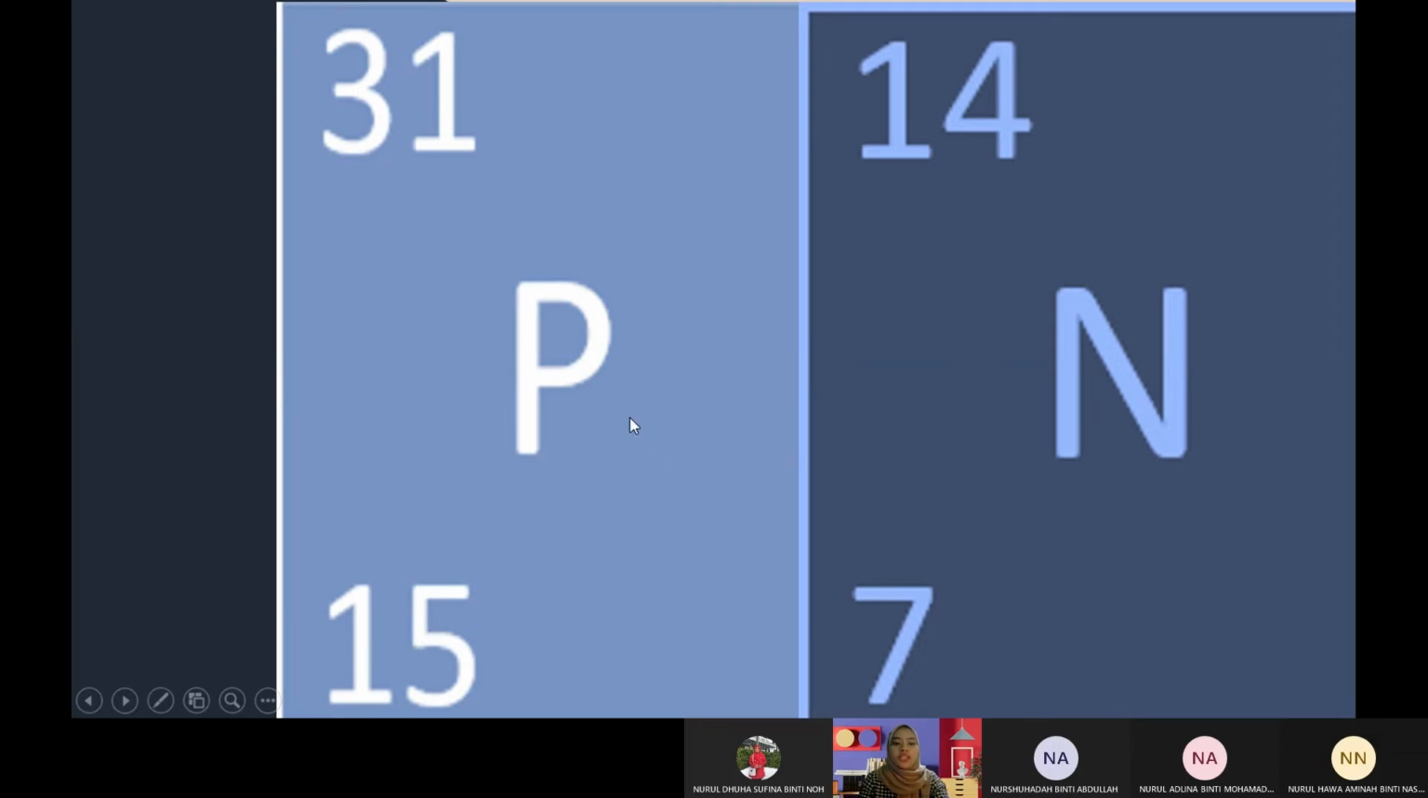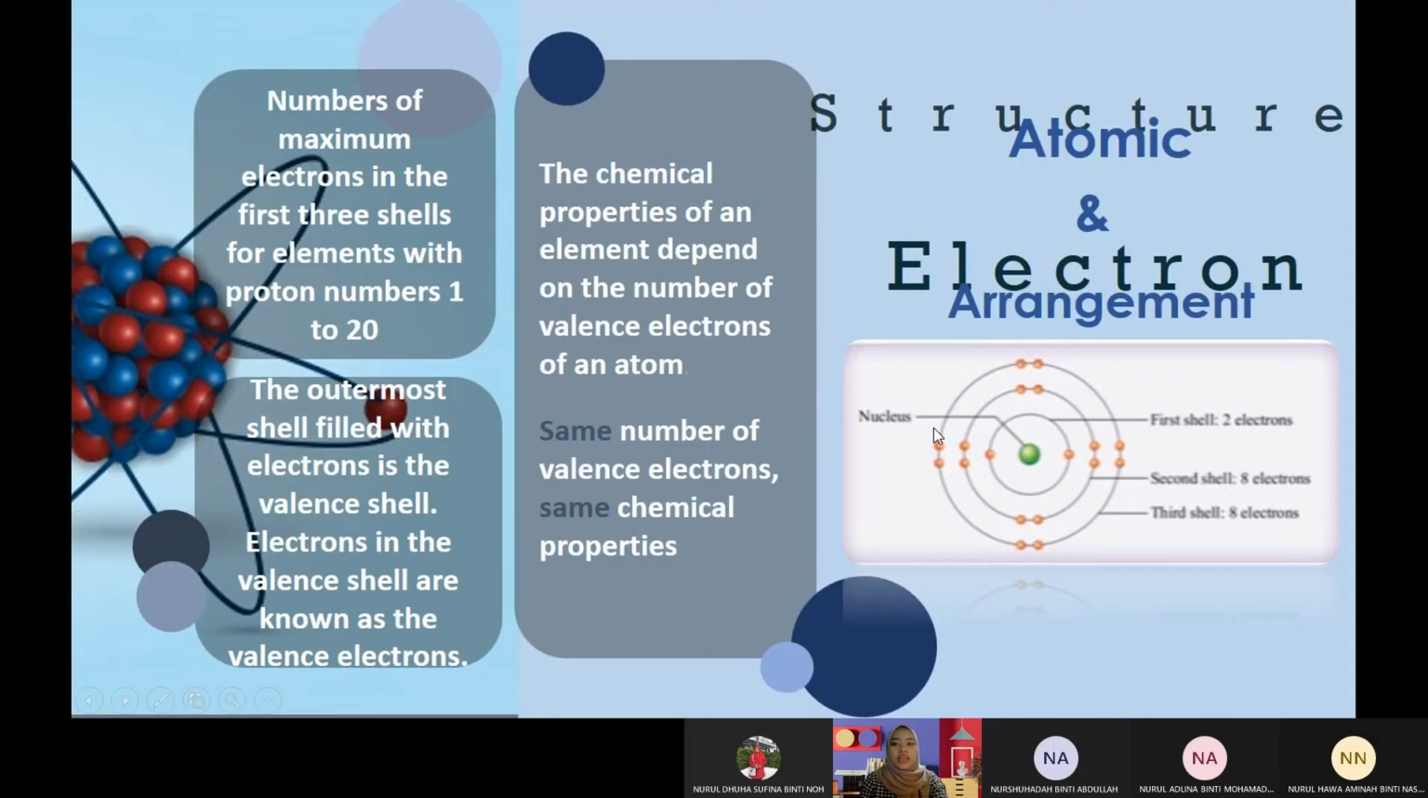Okay. Now we continue with the atomic structure and electron arrangement. Okay, the number of maximum electrons in the first three shells for elements with proton numbers 1 to 20. Just like this figure, the first shell just fits two electrons, and the second shell only fills with 8 electrons, and the third one is also filled with 8 electrons, and so on for the fifth shell.